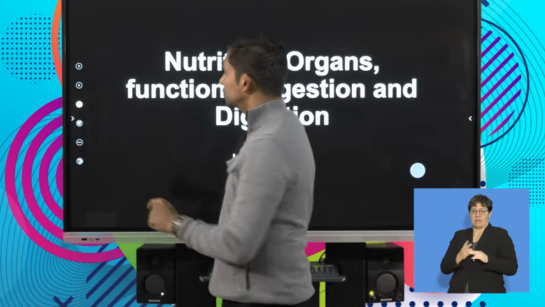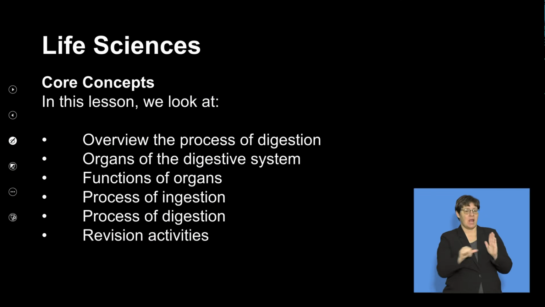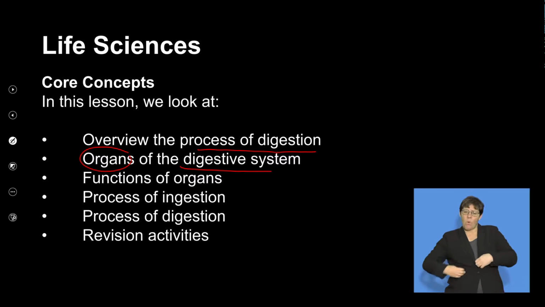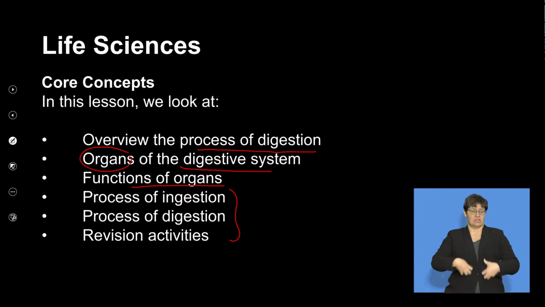So let's get straight into the core concepts of our lesson. As I mentioned, it's important that we review what the core concepts are. We're going to spend some time overviewing the process of digestion. We're going to look at what the important organs in our digestive system are. We're going to talk about their functions and their role in the process of digestion. And then we're going to pay special attention to two processes: the process of ingesting food, and then what happens when food is ingested during the process of digestion.